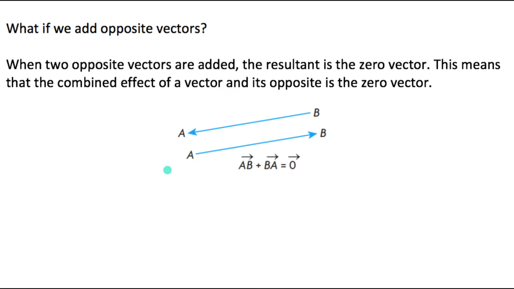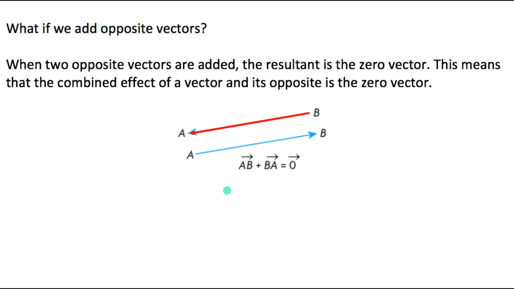And below you can see I've drawn two opposite vectors. I've drawn vector AB, which starts at A and finishes at B, and vector BA, which starts at B and finishes at A. Notice those two vectors have the exact same length. They're the exact same magnitude, but they're going in the exact opposite directions. One's going from A to B, the other's going from B to A. So we call those opposite vectors. Now what would happen if I added those vectors together?